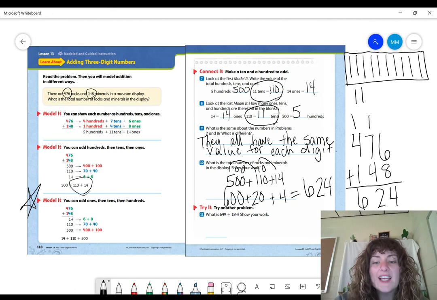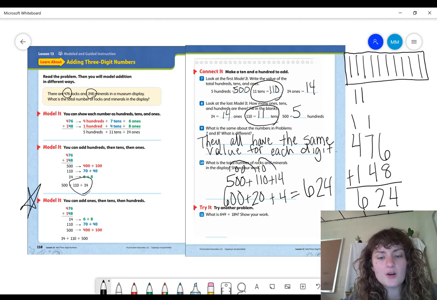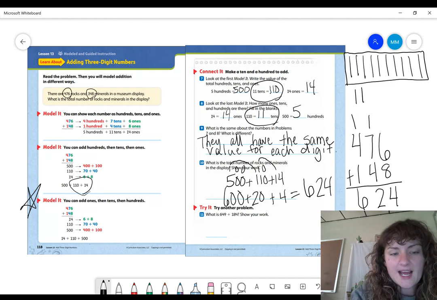It says, try another problem. What is 649 plus 184? All right, so we need to show our work with this. So let's start with 649. 649, I'm going to break this apart. So 649 is 600s. So I'm going to show the value of this digit. So 600s would be 600. 4 10s would be 40 plus 9 ones.